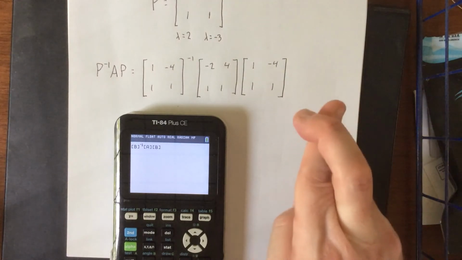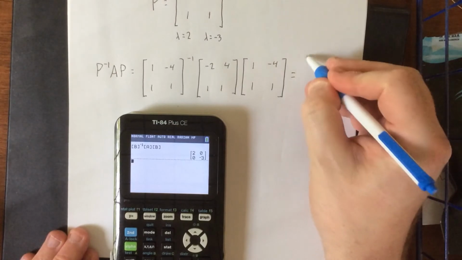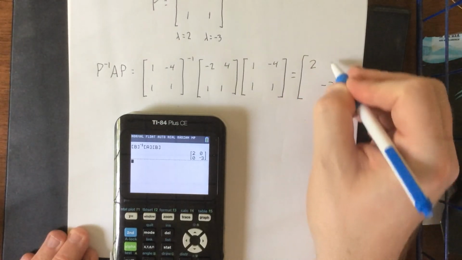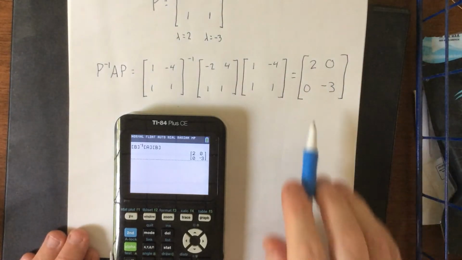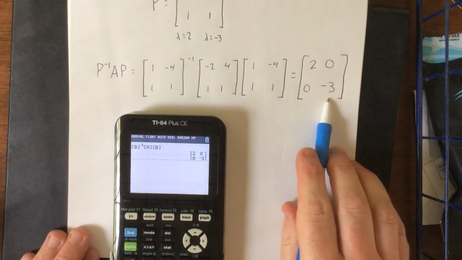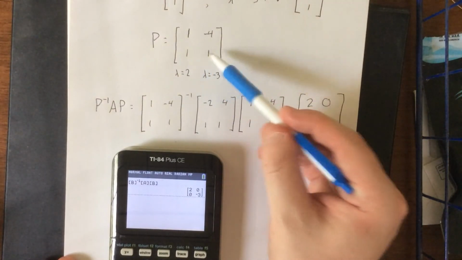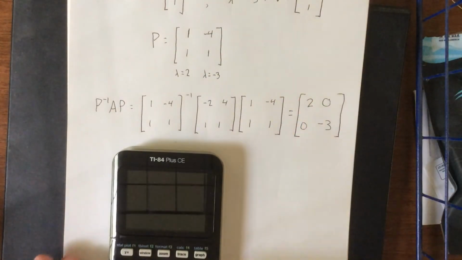This is the part where you cross your fingers really, really hard, because if you screwed up something, you'll know right away. However, when I press enter, I see exactly what I predicted that we would see, which is 2, negative 3 along the main diagonal, and zeros everywhere else. It should be pointed out that the 2 being here and the negative 3 being here is predicted by the relative positions of the eigenvectors. We did 2 for the first column and negative 3 for the second column.